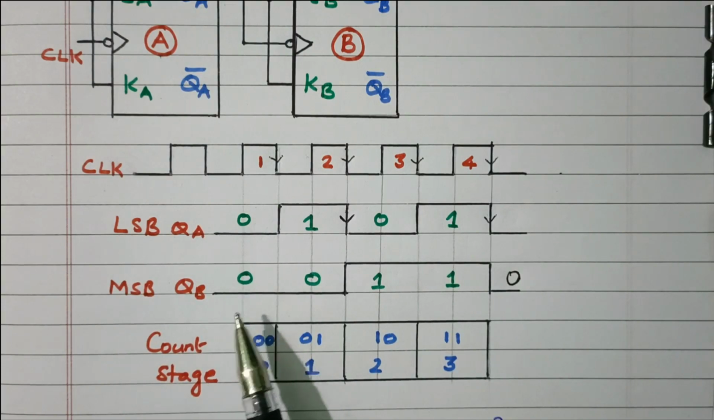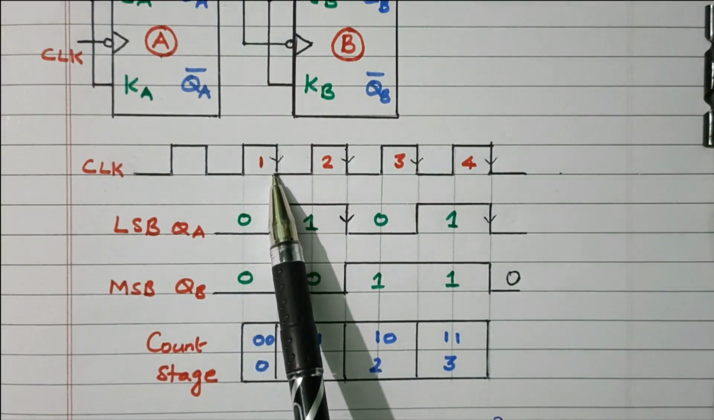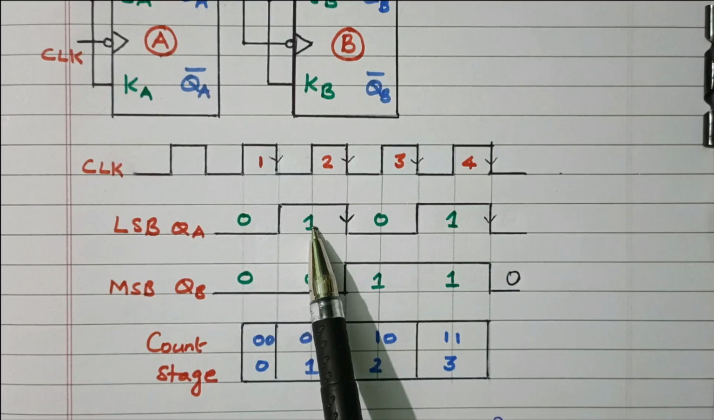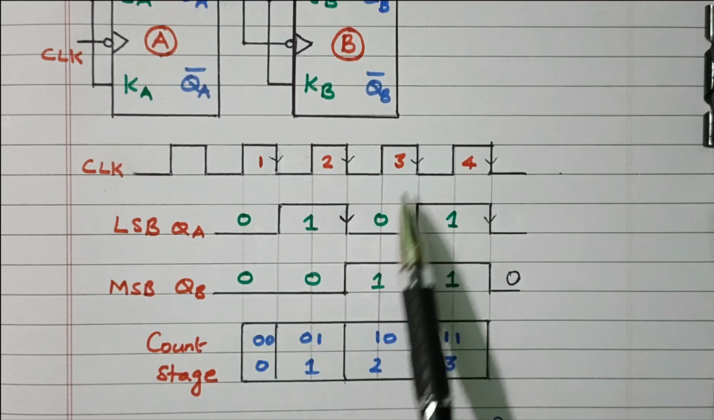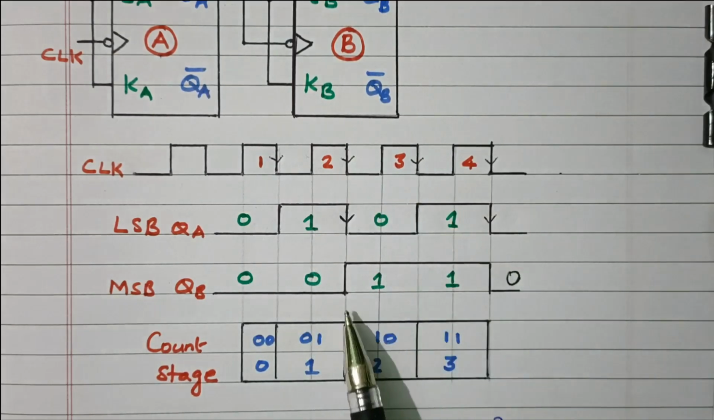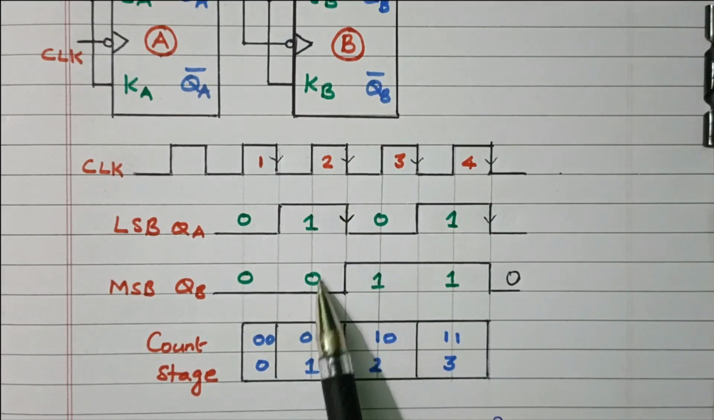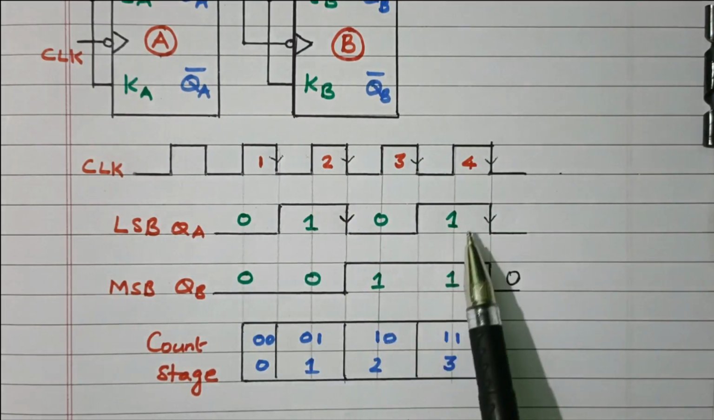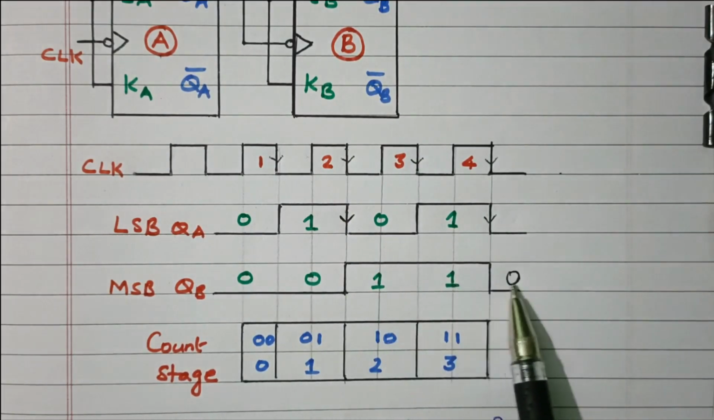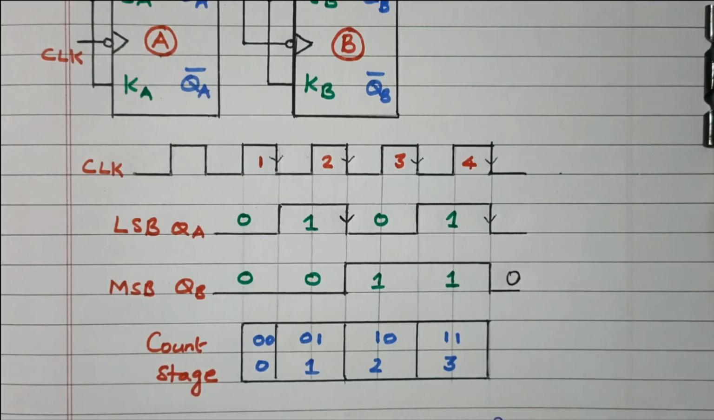I think you are able to understand. So every negative edge, the state changes 0 to 1, 1 to 0, 0 to 1, like that. Similarly here, at this negative edge 0 is changed to 1. At the next negative edge 1 is changed to 0. Now we'll see the description.